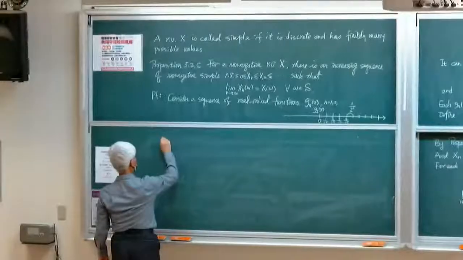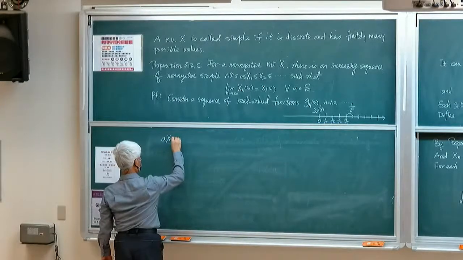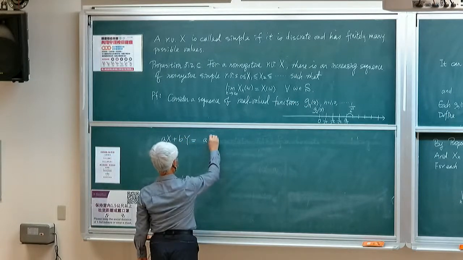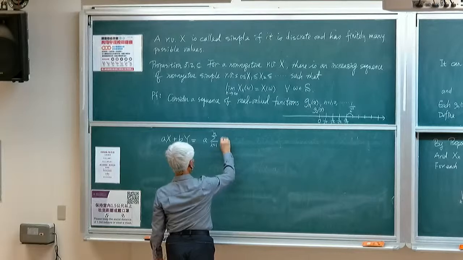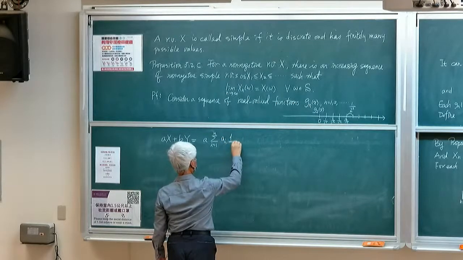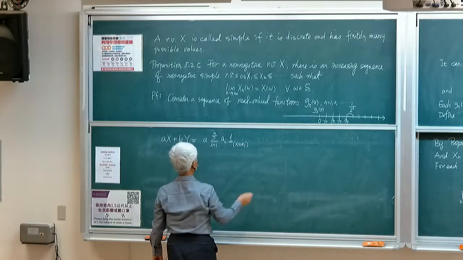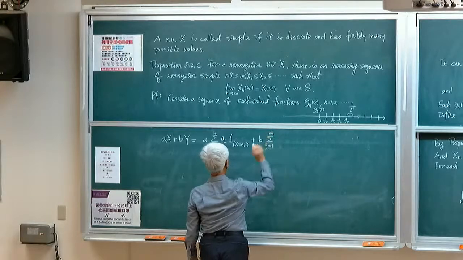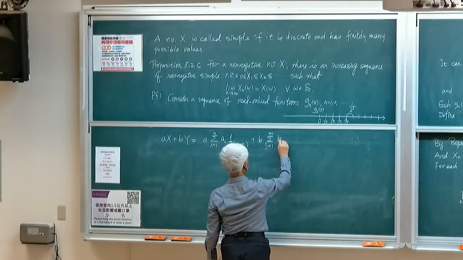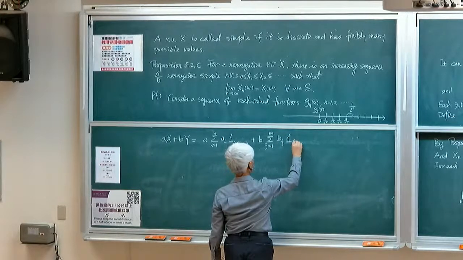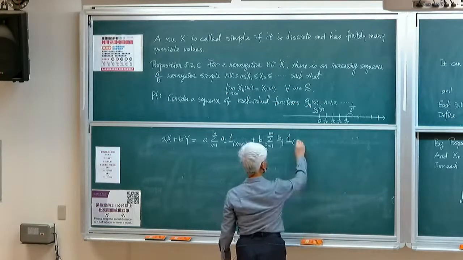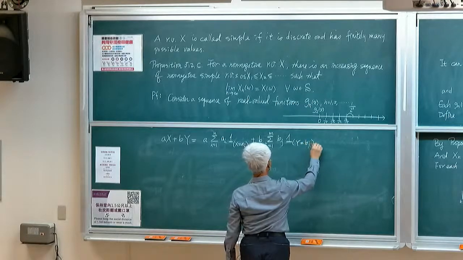Okay, so now ax plus by becomes a times the summation i from 1 to n of a_i times the indicator of x equal to a_i, plus b times the summation j from 1 to m of b_j times the indicator of y equal to b_j. Okay.